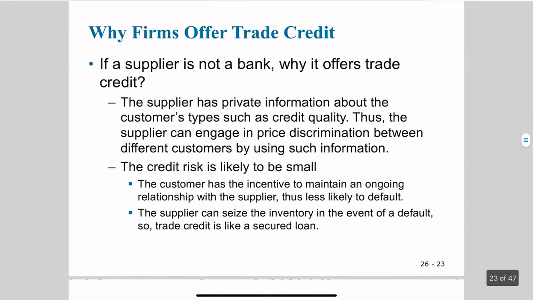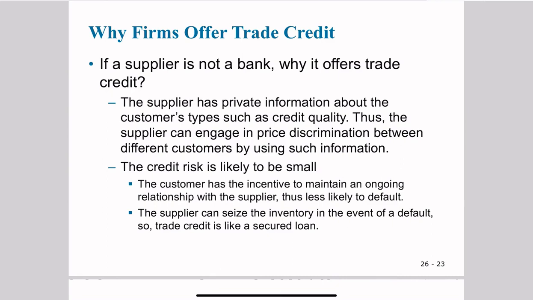Okay, now why do firms offer trade credit? Because essentially firms are not banks, right? But still they will want to extend credit to their customers. Well, there are several economic reasons. The first is maybe the supplier has private information about the customers. So for example, if the supplier understands that the customer has very good credit, in this case, the supplier will be willing to offer the customer a more generous credit policy.